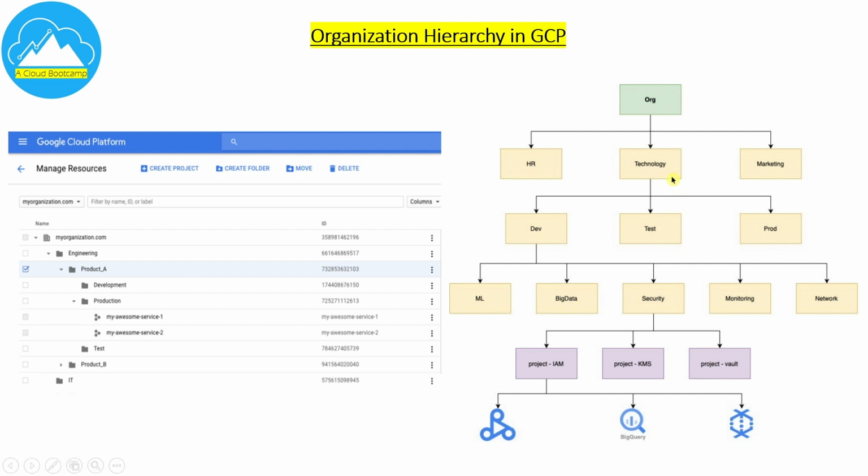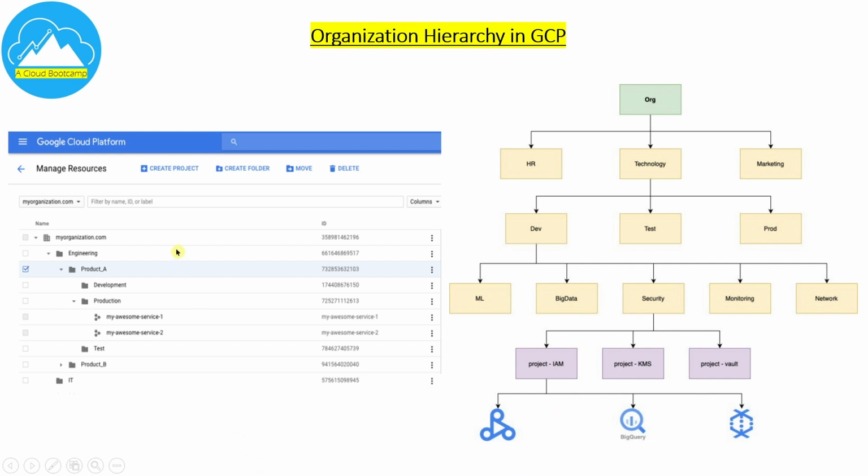Over here, if you take an example, this is an organization, and we have folders inside it. Inside technology, we have subfolders like dev, test, and prod. Inside dev, we have other subfolders like ML, big data, security, monitoring, and network. Inside security, we have these 3 projects: Project IAM, Project KMS, and Project Vault. And inside a project, you could see resources like BigQuery, virtual machines, and all those things.